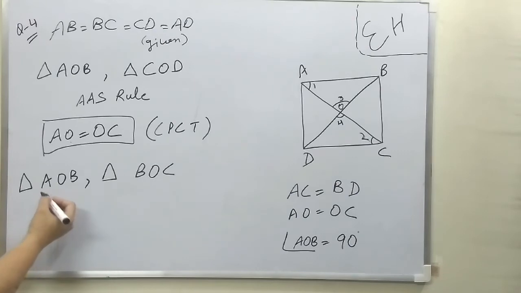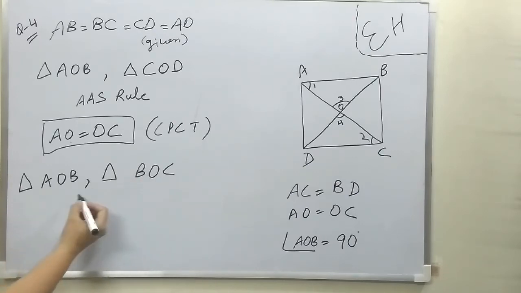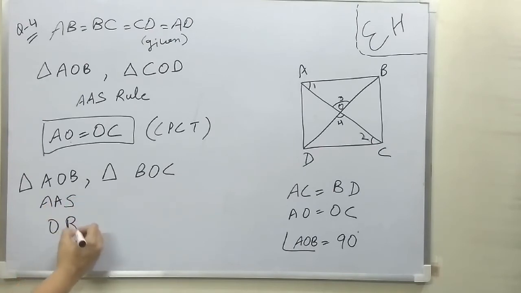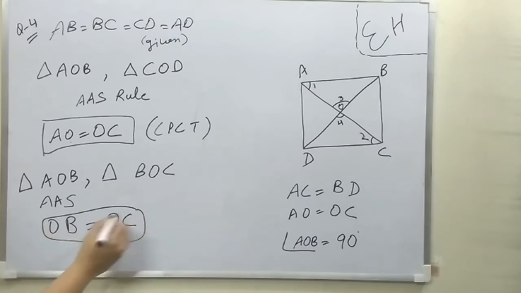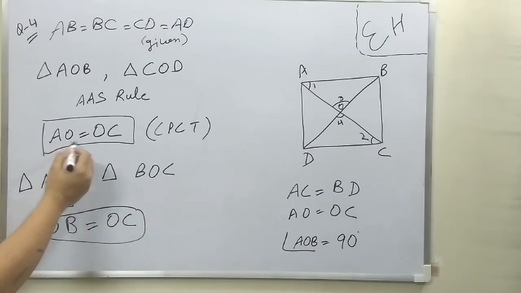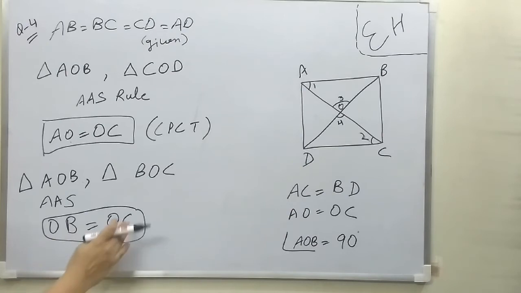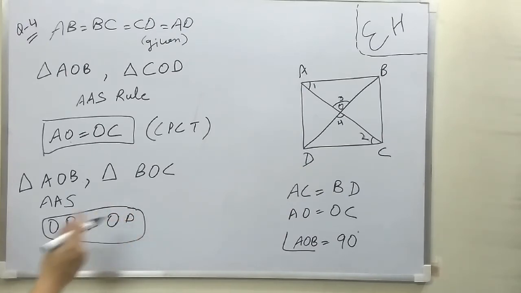In the same way, we will take triangle AOB and triangle BOC. They will also come congruent by AAS rule. This will prove that OB is equal to OC. If OB is equal to OC and AO is equal to OB is equal to OD, this shows that diagonals bisect each other.